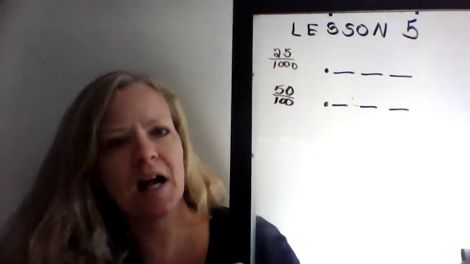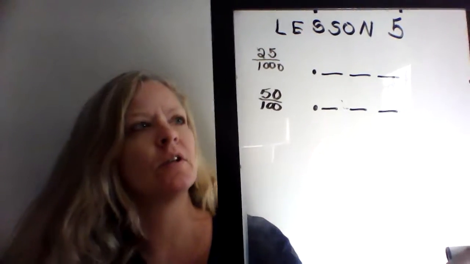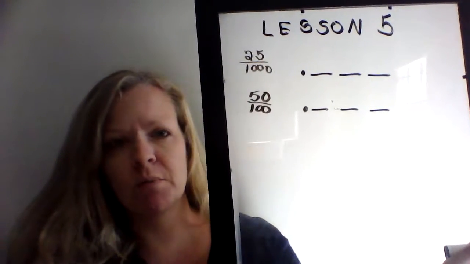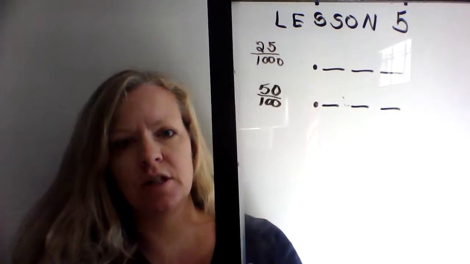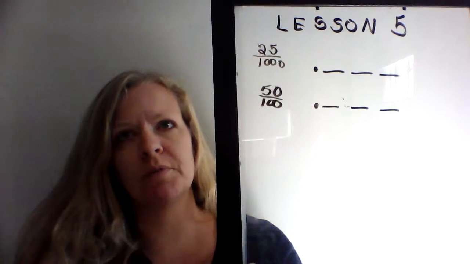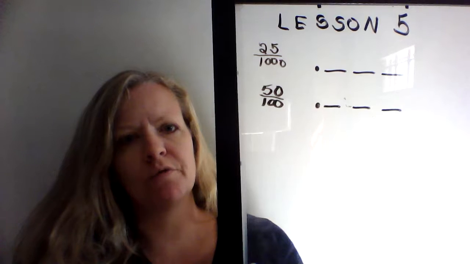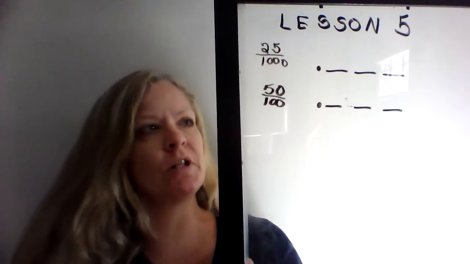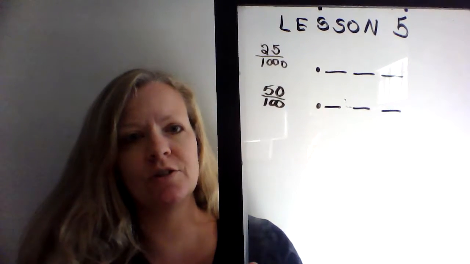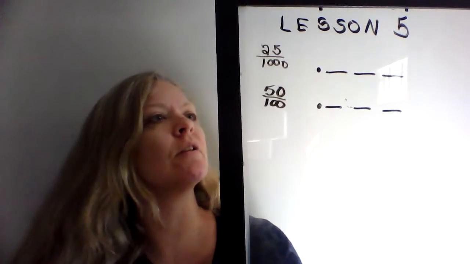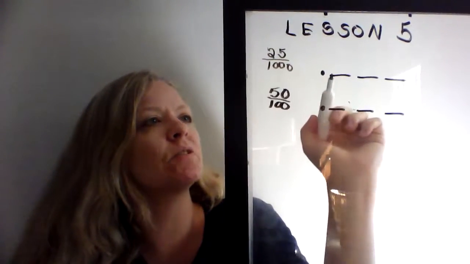How would we write 25 thousandths? Remember, you say the digit, you say the number in the numerator, and then you find the place value in the denominator. And that is where the last digit has to land in the number. So let's go back here.